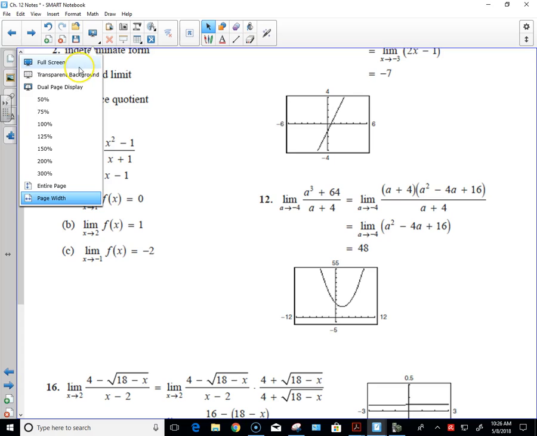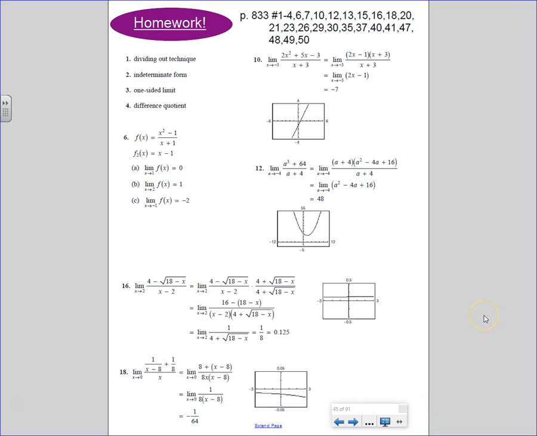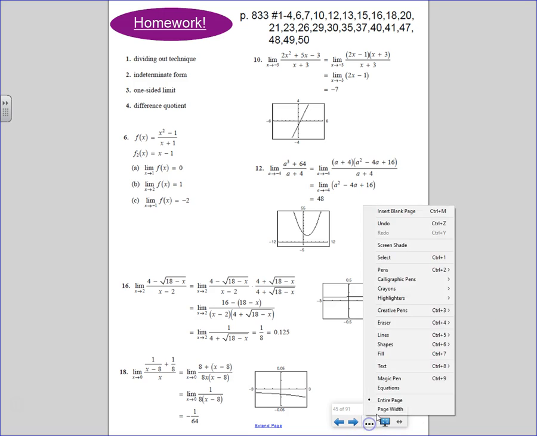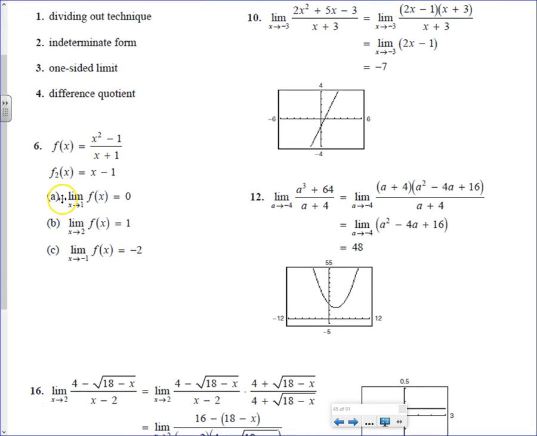Let me just full screen this puppy. Ooh, can you guys see it? Maybe not. There we go. There's 6, there's 10, -7. I'm not really sure the graph helps so much, but I guess you could have looked at the graph.